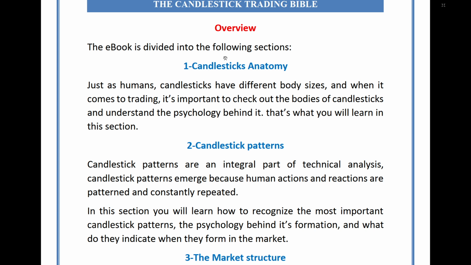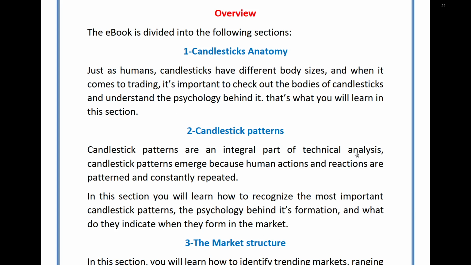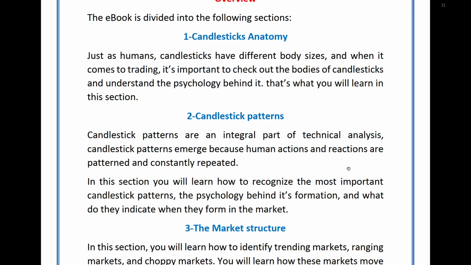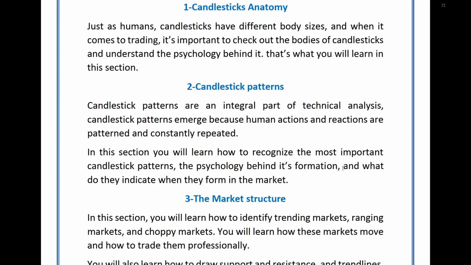Next, the patterns. Candlestick patterns are an integral part of technical analysis. Candlestick patterns emerge because human actions and reactions are patterned and constantly repeated. In this section, we learn how to recognize the most important candlestick patterns, the psychology behind their formation, and what they indicate when they form in the market.